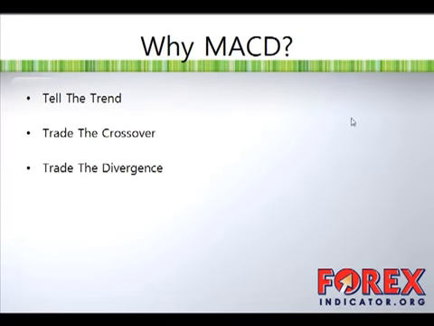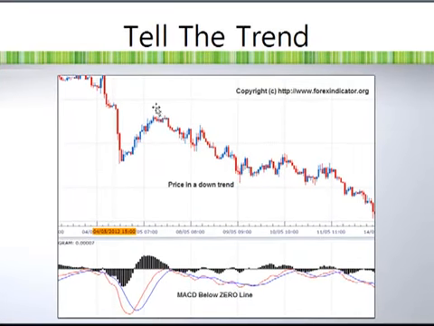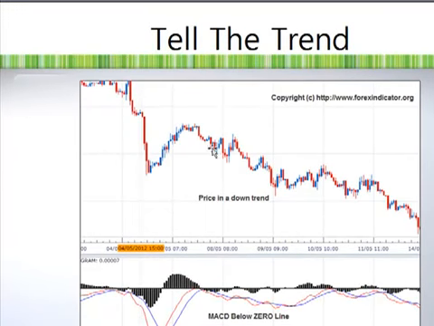First of all, let's go through how I use the MACD to tell the trend. Let's take a look at this picture here. You can see that the price is moving in a strong downtrend, moving down all the way. How can the MACD indicator help us identify that it is in a strong downtrend? You can see that this horizontal line that I'm showing you here is the zero line. Some people call it the water line.